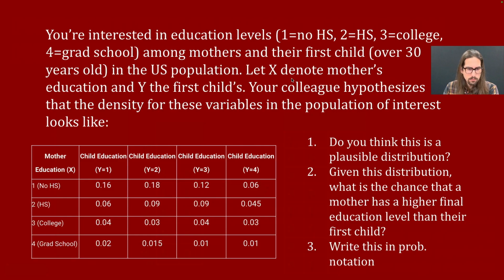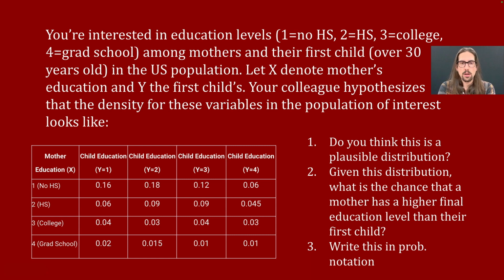Right? So let's do a little problem here. Again, I encourage you to actually pause and try this yourself. Check your understanding, and feel free to rewind and watch things again if you have to. The question here is that you are interested in education levels, and you have mothers and their first child, who is, we're presuming, over 30 years old at this point, in the US population. So X is going to be the mother's education, and Y is going to be this child's education. And you have a colleague who hypothesizes that the joint density for these variables looks something like this.